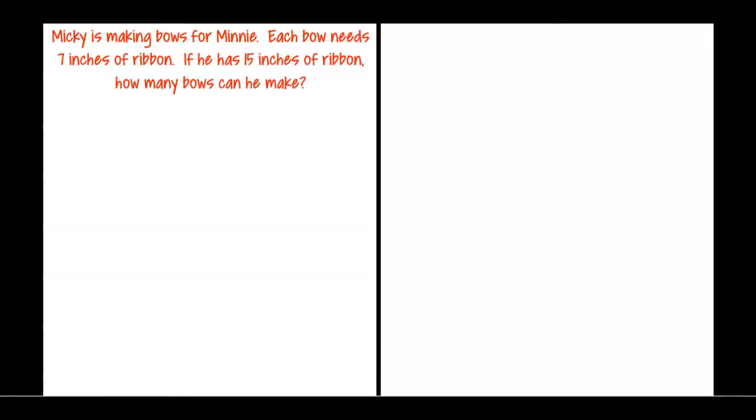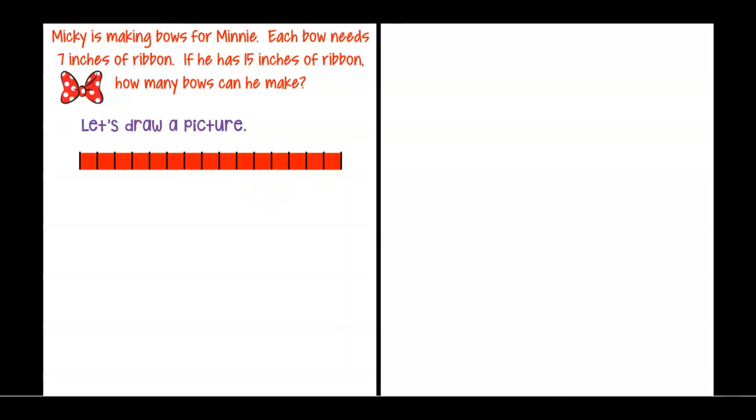First, Mickey is making bows for Minnie. Each bow needs 7 inches of ribbon. If he has 15 inches of ribbon, how many bows can he make? Let's draw a picture first. So we've got a piece of ribbon that is divided into 15 inches. Each bow takes 7 inches. So we're going to take one set and another set. That'll leave a little bit of that ribbon left over.